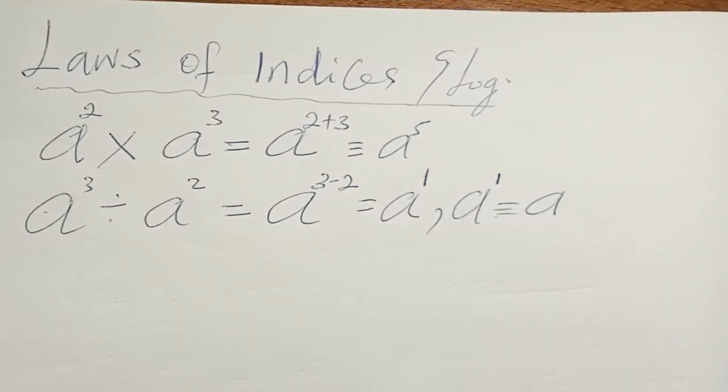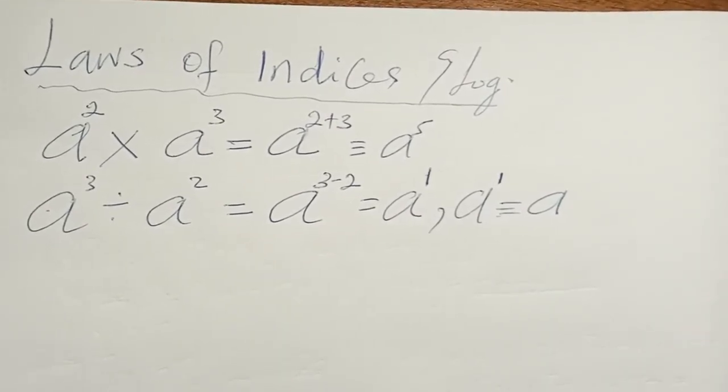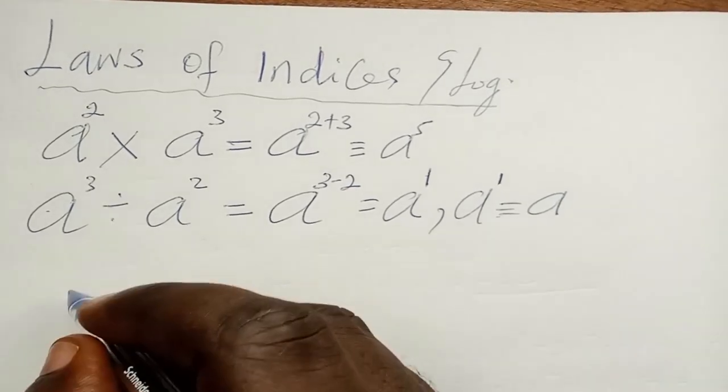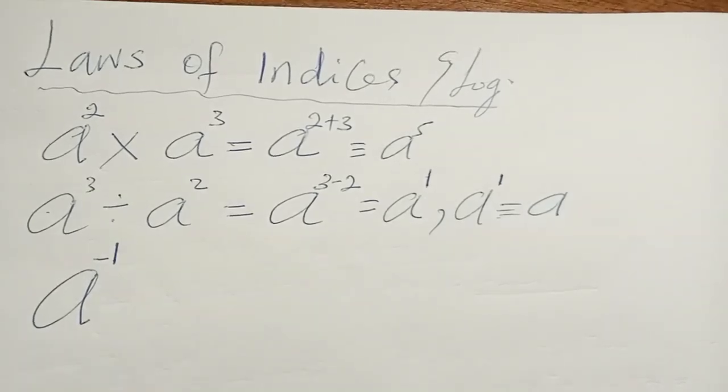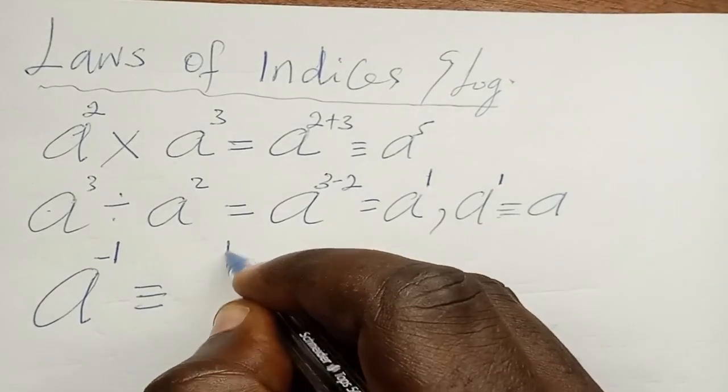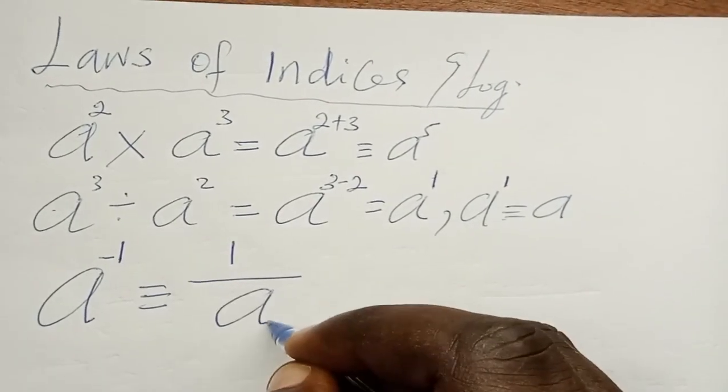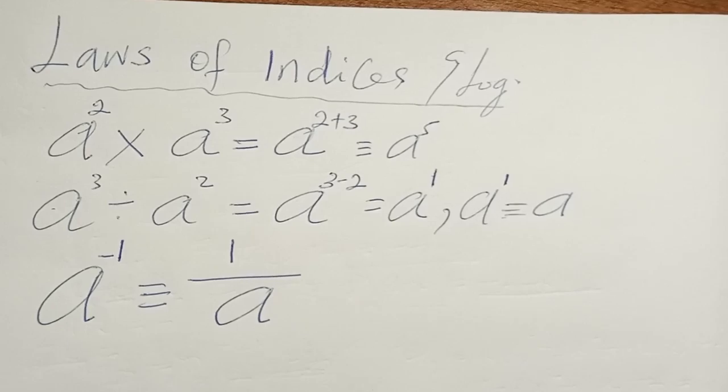Okay, let's move to the next, which is the rule when a single base is having a negative power. As an example, let's assume a to the power minus 1. To express this, it is simply the same as 1 over a, without a minus sign. It is the same like this.